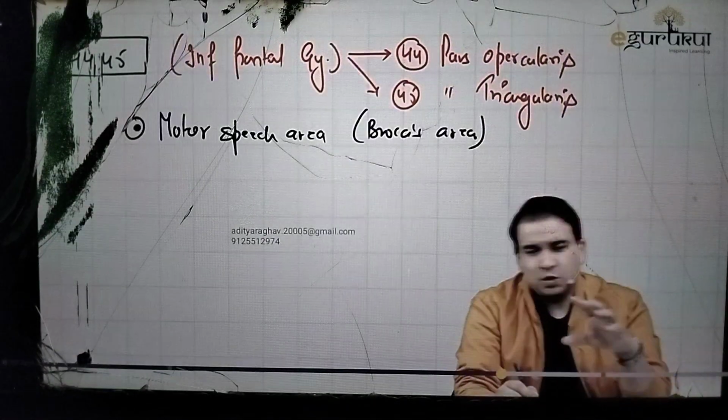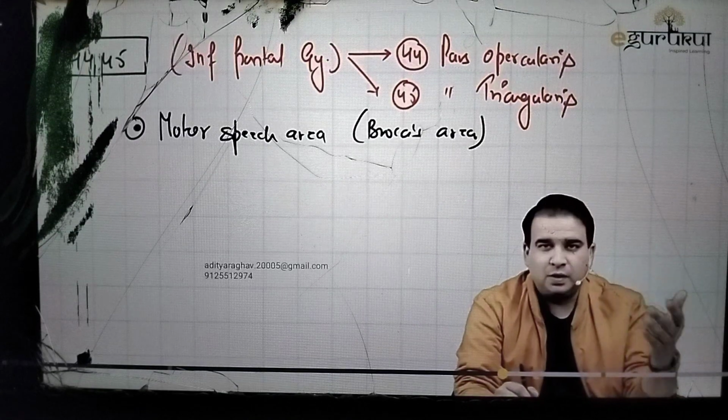Have you noticed one thing? If you look at all these areas with a small number, like area number 3, 1, 2, 5, 7, area number 4, 6.